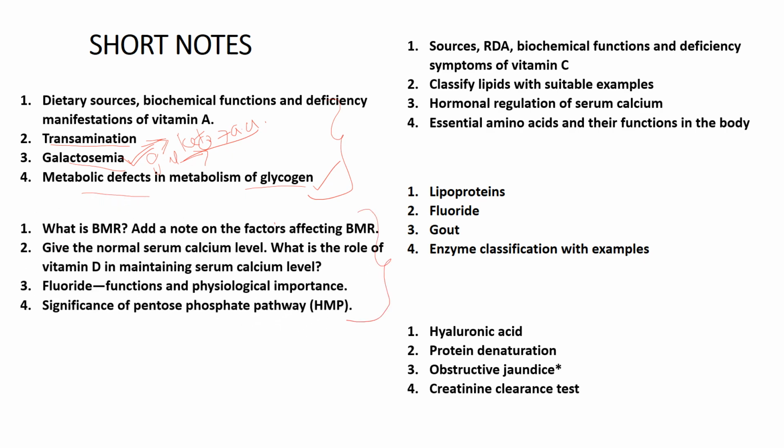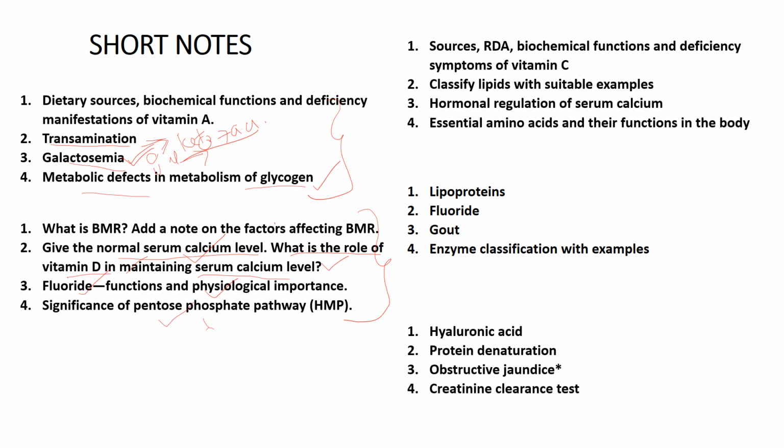So the next question you can expect is BMR. BMR is basal metabolic rate, and the factors affecting it is a very simple and easy question. You can attend it and score more marks. And again, normal serum calcium level, and what is the role of vitamin D, because without vitamin D, calcium cannot be absorbed. Even though we consume calcium, it is not absorbed because we need vitamin D for the absorption. So what is the normal serum calcium level? You have to write specifically that it is 9 to 11 milligram per deciliter. And fluoride is very important for enamel formation of the teeth. All this you have to write for the functional and physiological importance.